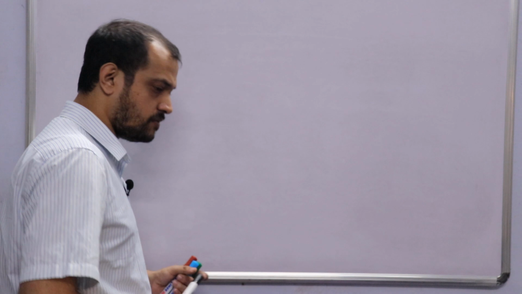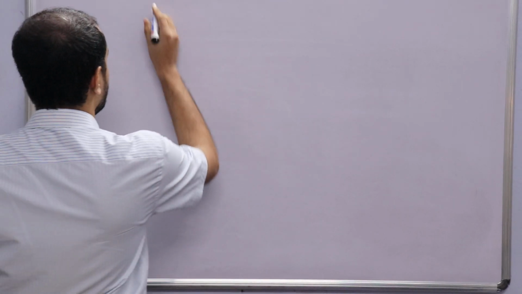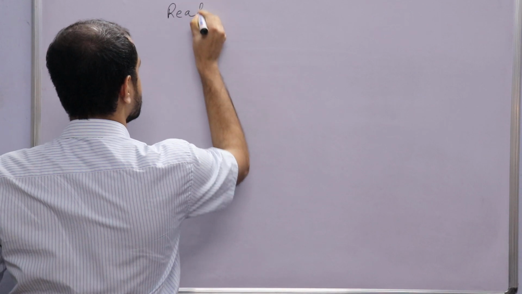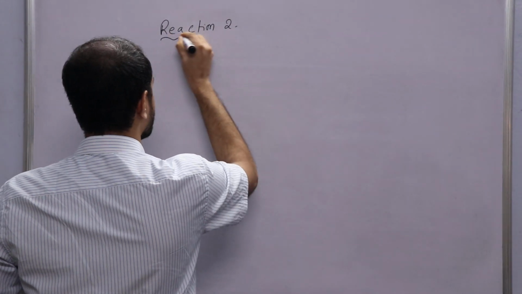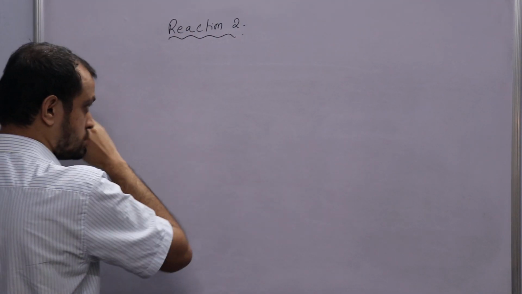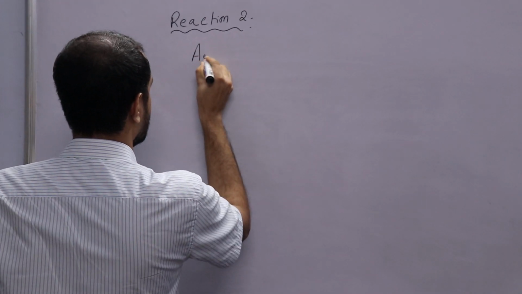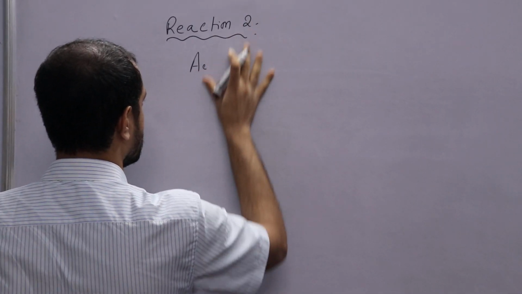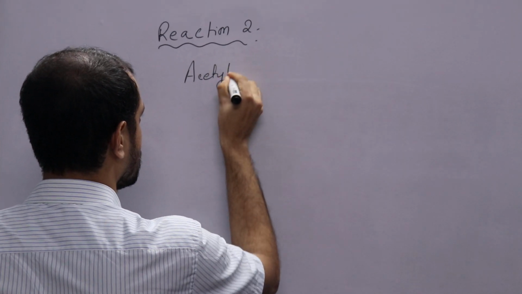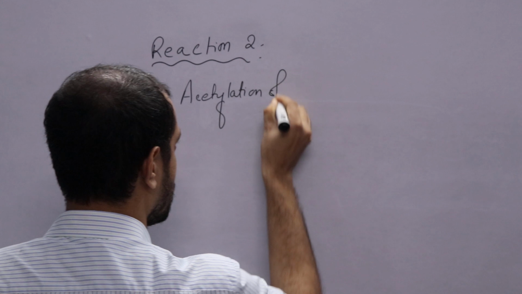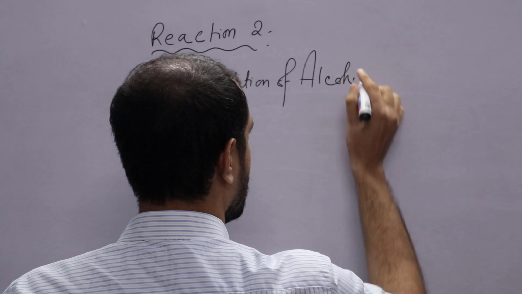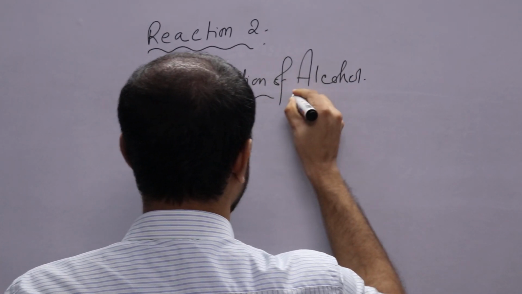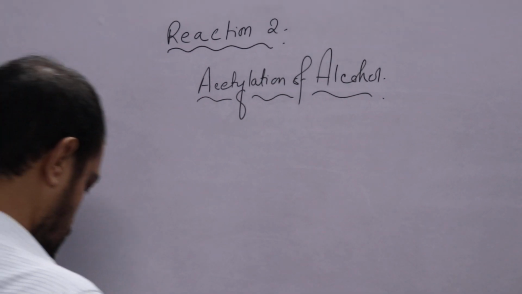Okay. So now we were discussing the reactions of alcohol, right? Now listen. We will be going to the second reaction, that is reaction 2. This reaction 2 is actually acetylation of alcohol. Acetylation of alcohol. Okay. Acetylation of alcohol. Now listen.